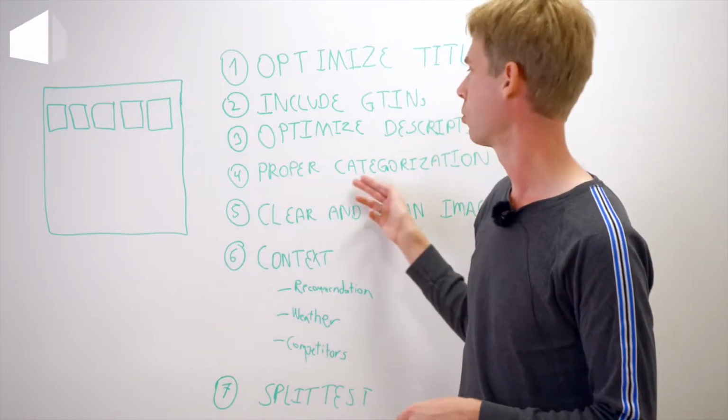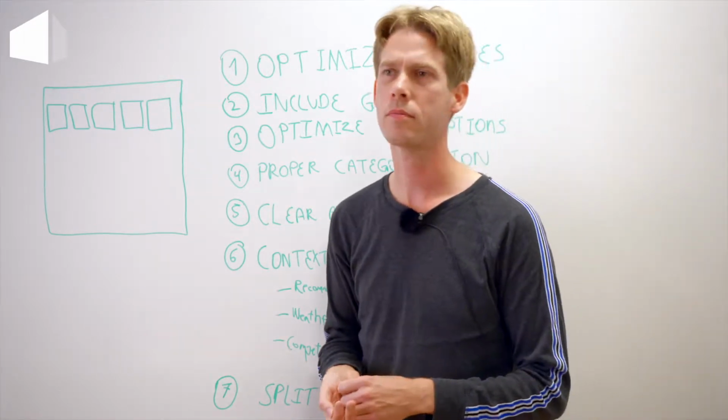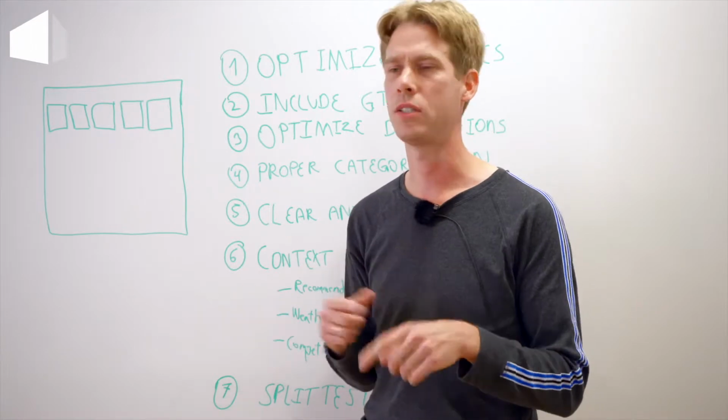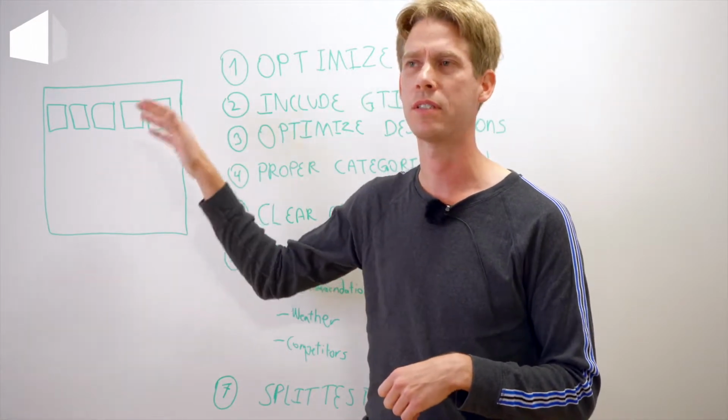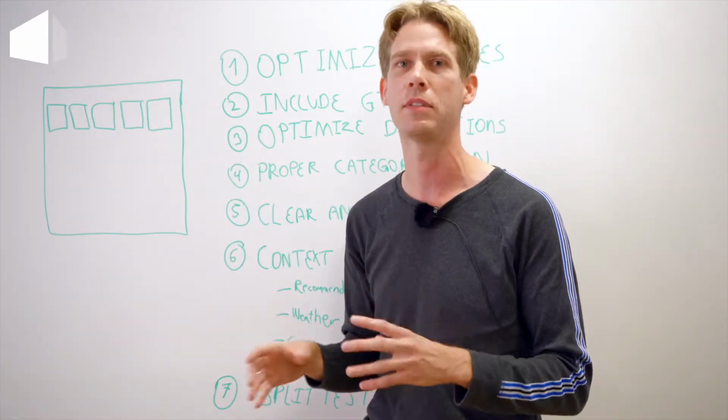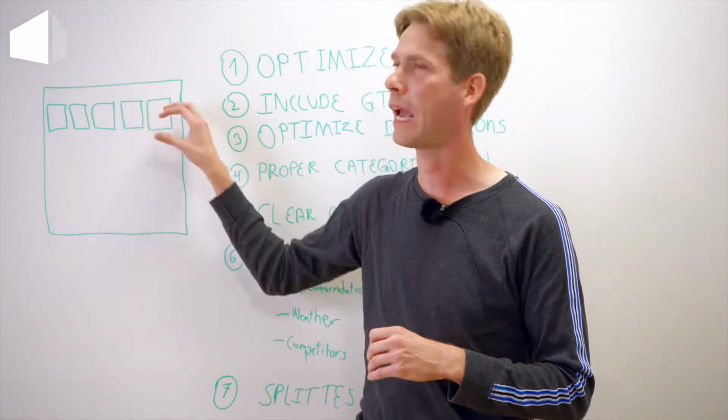The fourth thing that you should look into is proper categorization. You can do a categorization in Google. Google actually has around 5,000 or 6,000 categories of items that they push into those ads up here.